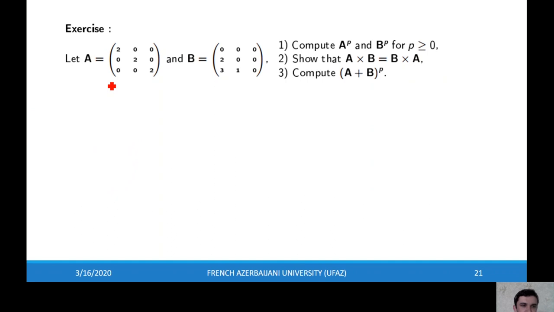Okay, let's look at this exercise. We have two matrices A and B. Let's calculate A to the power of P, B to the power of P, and here P is any non-negative natural number. Show that A times B is equal to B times A, and then calculate A plus B to the power of P.